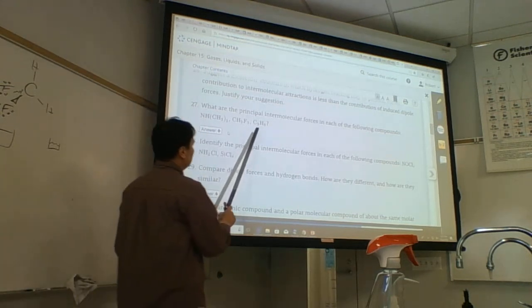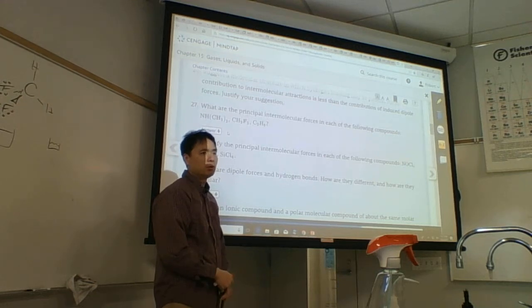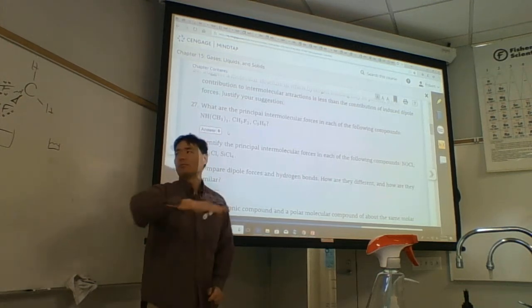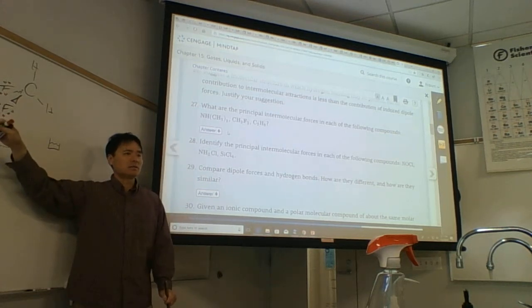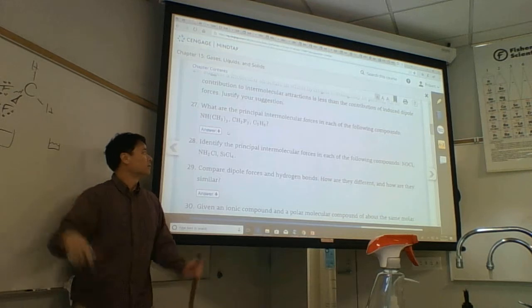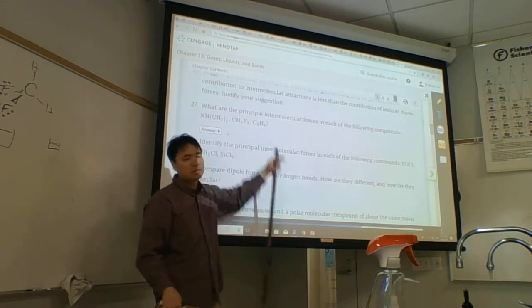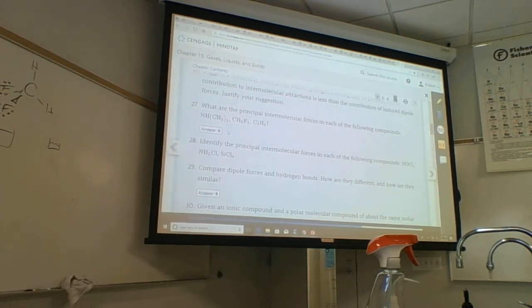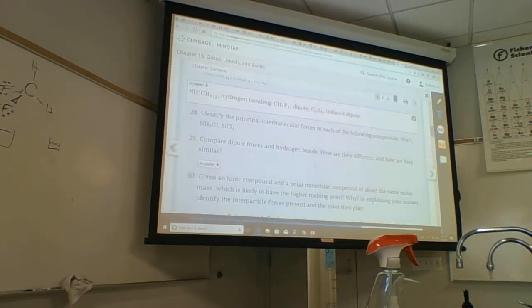C3H8. C3H8, that's a hydrocarbon. All hydrocarbons are nonpolar. If it's nonpolar, you've got a flat pool like this, the only thing that can happen is if there's an instantaneous dipole, so that would be instantaneous. So we have hydrogen bonding, dipole, and instantaneous dipole. Hydrogen bonding, dipole, and induced dipole, right? Instantaneous dipole.